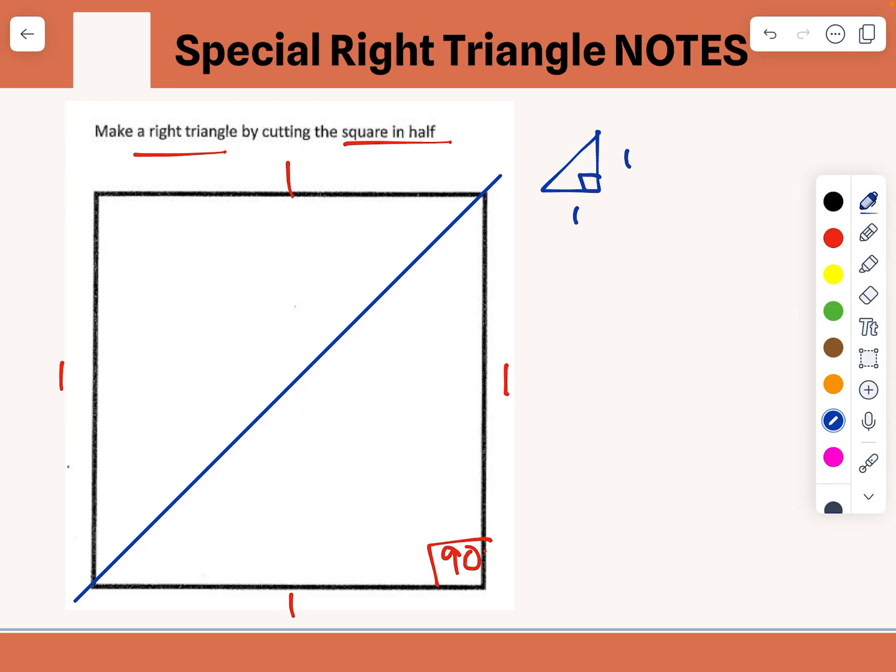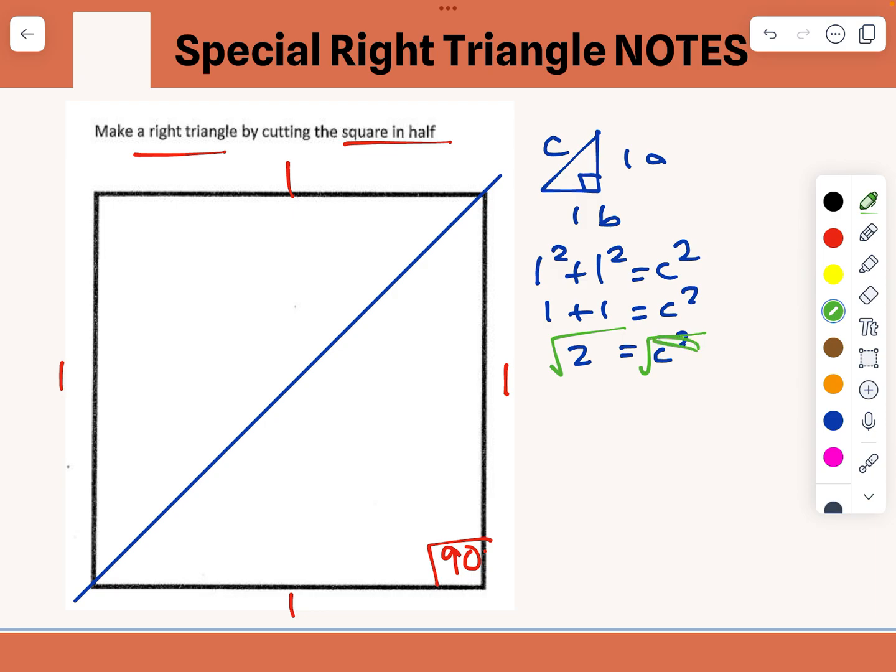And with the Pythagorean theorem, we know that a squared plus b squared equals c squared. So we can say 1 squared plus 1 squared equals c squared. 1 plus 1 is 2, and that's going to all equal c squared. And to undo a square, we do the square root. So this is saying square root of 2 equals c.